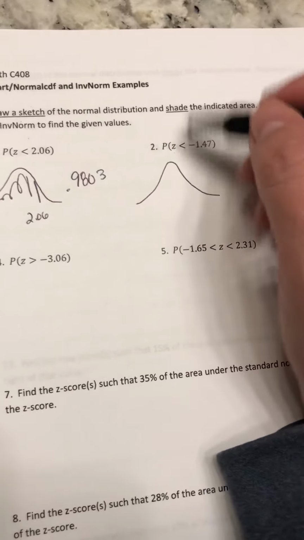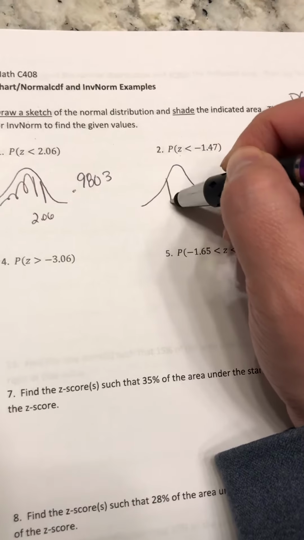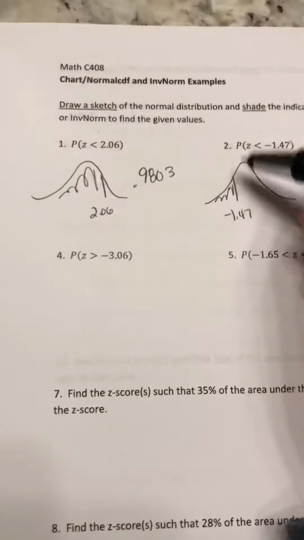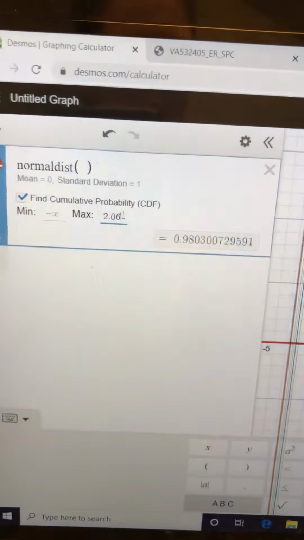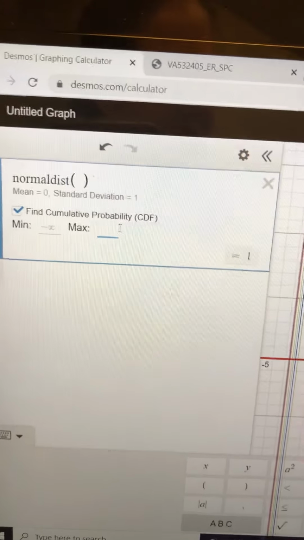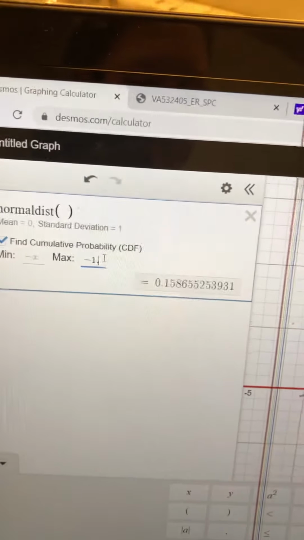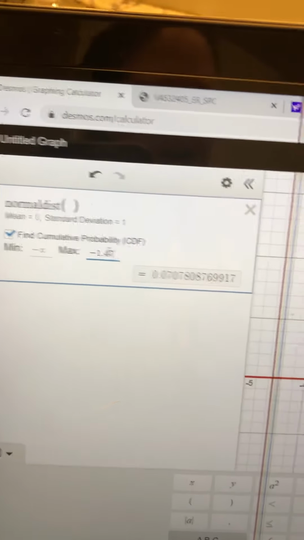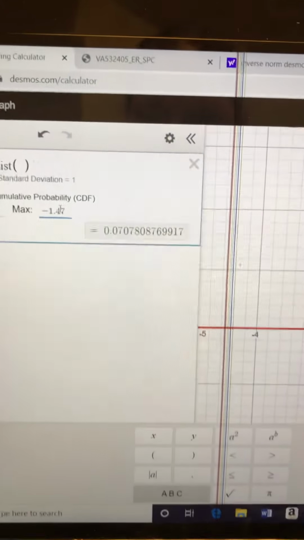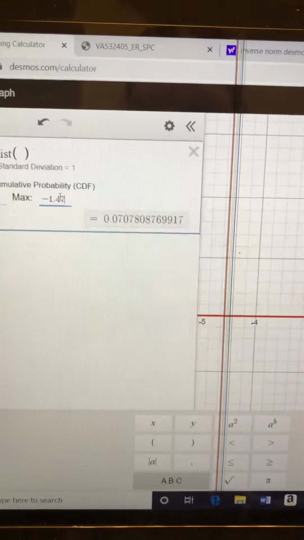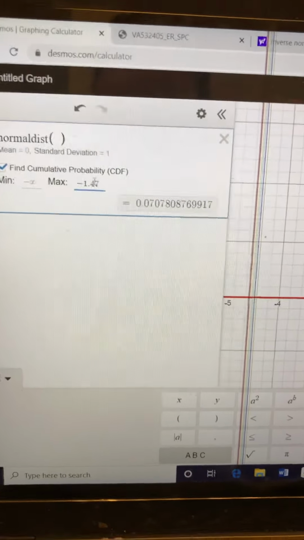So the probability that z is less than negative 1.47, here that is, because remember, all these z's, your mean is 0. So again, on the calculator, I would do negative 1,000 as my min. I really like how Desmos does it though. It just says min and max and there's no confusion. So that one is 0.0708, and there's my picture.